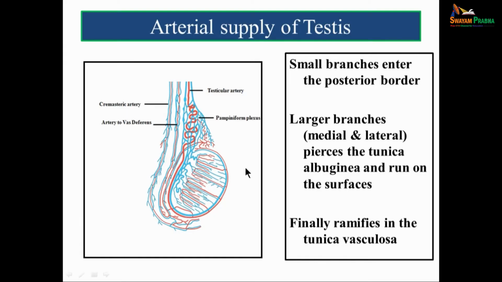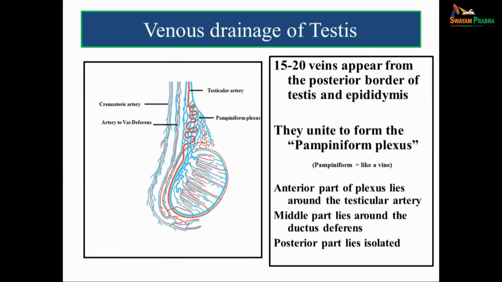The small branches enter into the posterior border. The larger branches, medial and lateral, pierce the tunica albuginea and run on the surfaces, and finally they ramify in the tunica vasculosa. The venous drainage of the testis: 15 to 20 veins emerge from the posterior border of the testis and epididymis. Now you can see the veins appearing here.